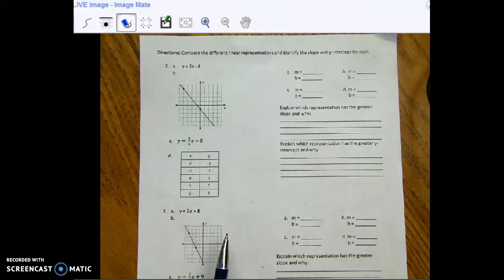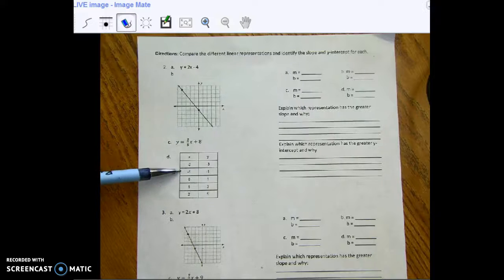Go back to your notes and go slowly over this so you can make sure you're understanding it on your own. Good luck.